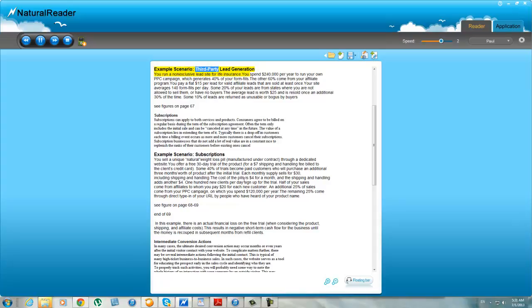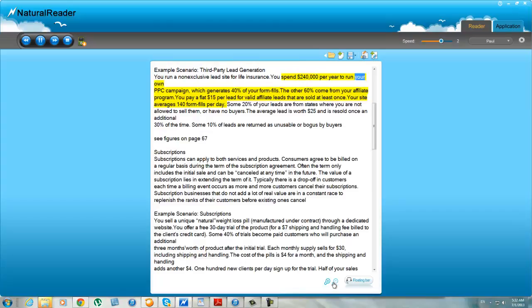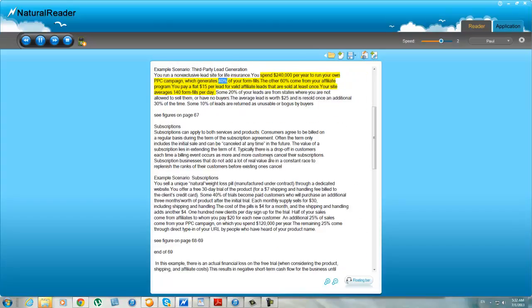Example scenario, third-party lead generation. You run a non-exclusive lead site for life insurance. You spend $240,000 per year to run your own PPC campaign, which generates 40% of your form fills. The other 60% comes from your affiliate program. You pay a flat $15 per lead for valid affiliate leads that are sold at least once.